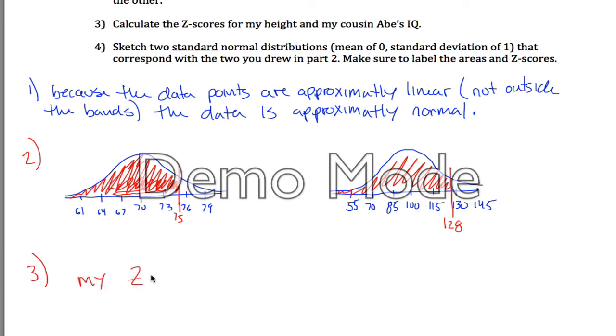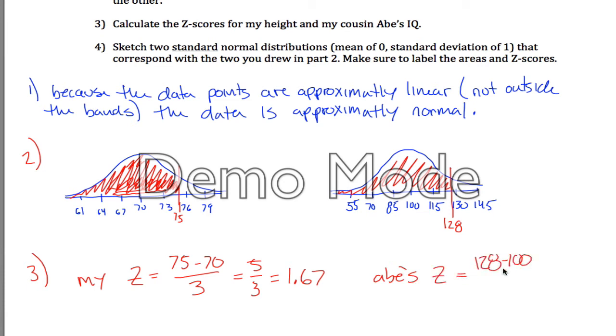My z is my height minus the average height over the standard deviation, which is about 1.67. And Abe's z would be 128 minus 100, that mean, divided by that standard deviation. So we get 28 over 15, which is approximately 1.87. So we have these two z-scores, and now that we know these z-scores, we can figure out the area.